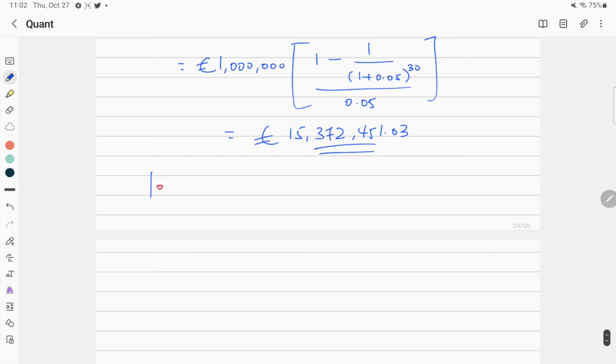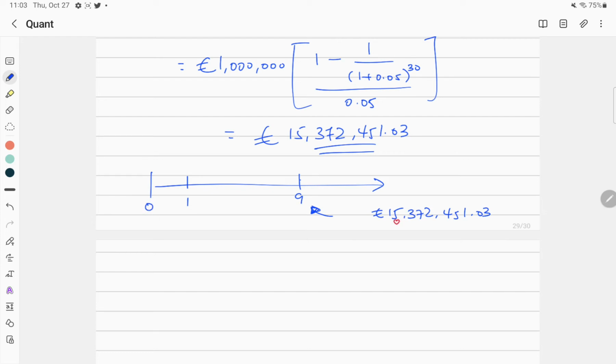So if I draw this timeline again, here's the 9th year, 0, 1. At the 9th year, he should have 15,372,451.03 euros, so that he can continue to pay 1 million euros per year for the next 30 years. Now, the original question asked is that this is the amount of money he should have at the 9th year, but what about now? This is going to be a very interesting problem.